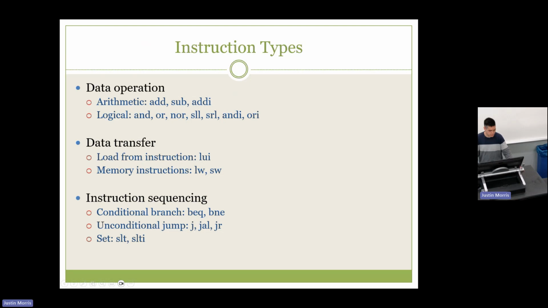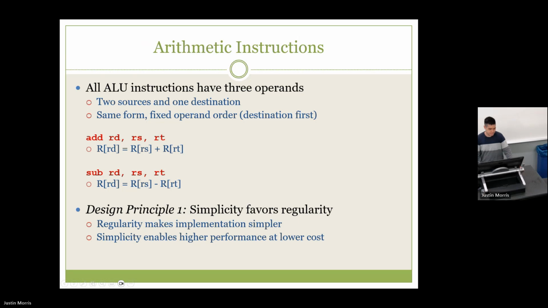So there's also set on less than immediate. These are often used in conjunction with branch equal, branch not equal. So arithmetic instructions: all ALU instructions have 3 operands, 2 sources and 1 destination. And because of this, we have this same form, and we always have destination first.